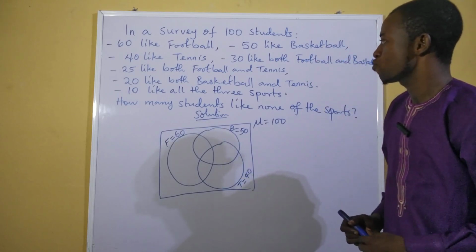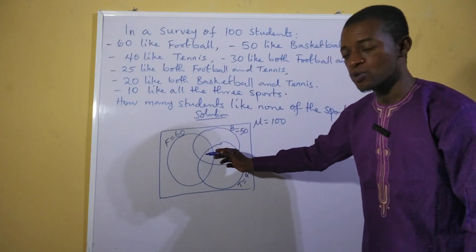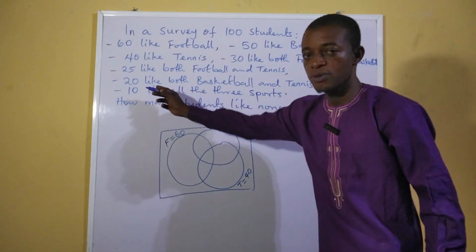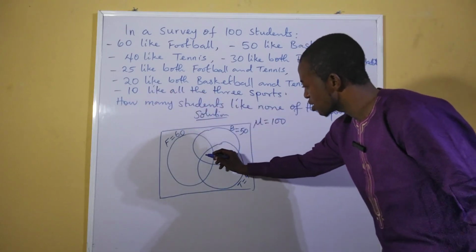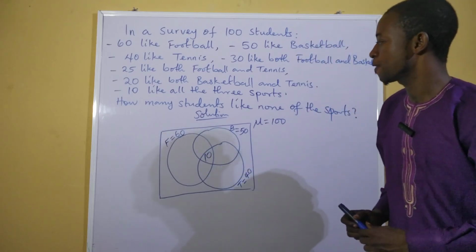Then we can come here and put the number that is common to all the students. That's the three sports. 10 of the students like all the three sports.